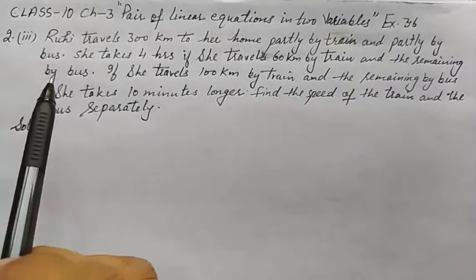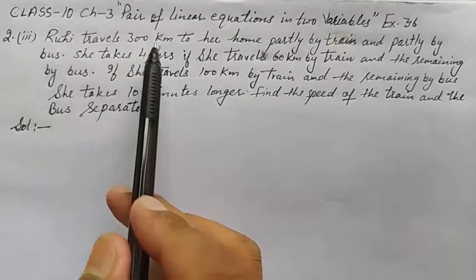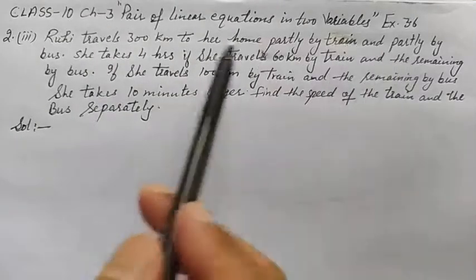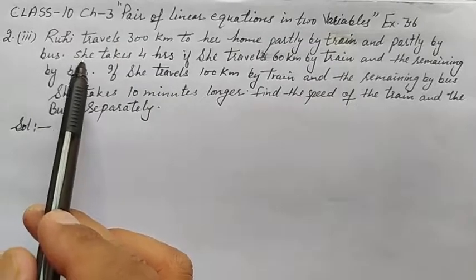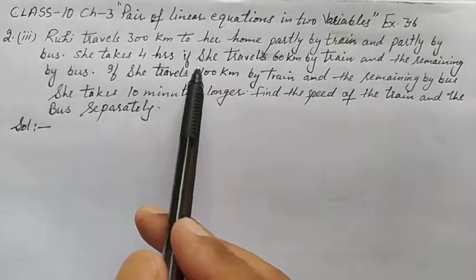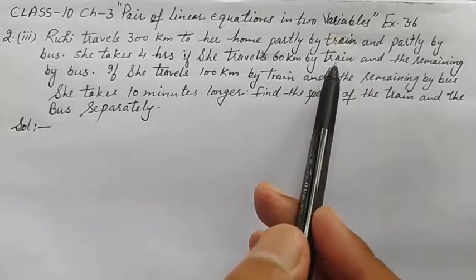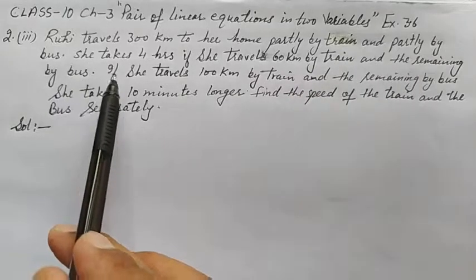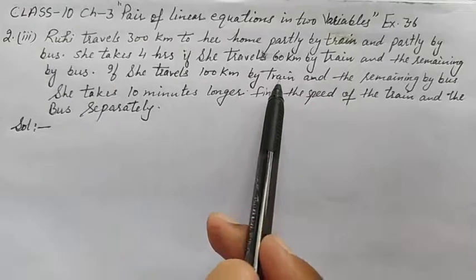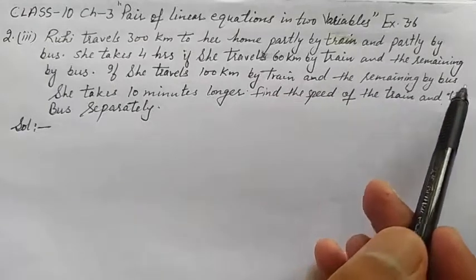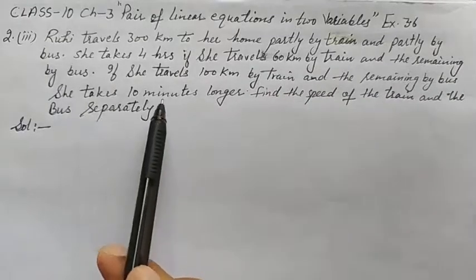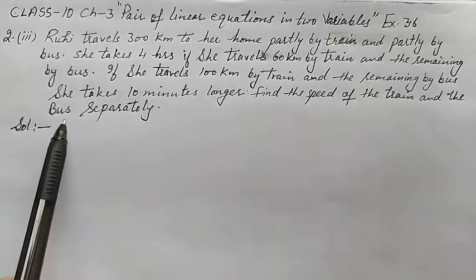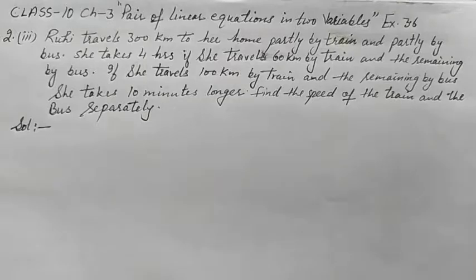The question is, Ruhi travels 300 km to her home partially by train and partially by bus. She takes 4 hours if she travels 60 km by train and the remaining by bus. If she travels 100 km by train and the remaining by bus, she takes 10 minutes longer. Find the speed of the train and the speed of the bus separately.